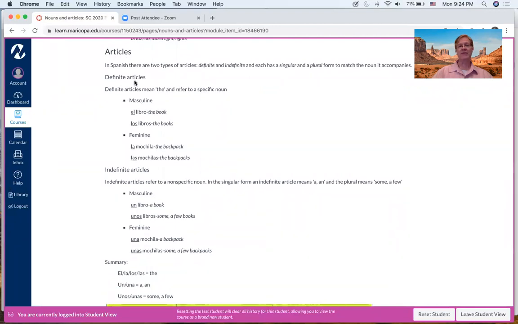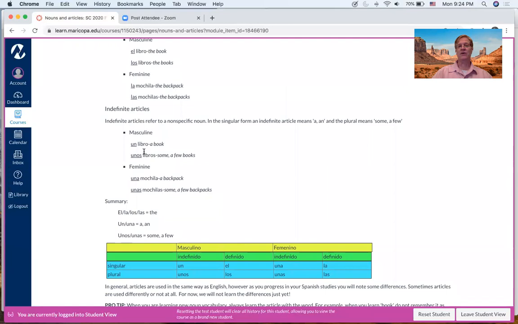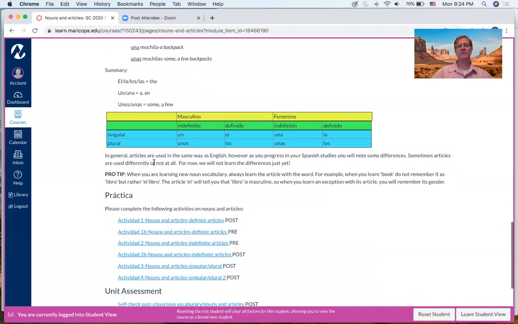Nouns can be masculine or feminine, since we have those two genders in our nouns. And they can also be definite, the, el, la, los, las, and indefinite, a or an in the singular, and some in the plural. And again, masculine and feminine. So here's a chart. You have masculine, indefinite and definite, un, unos, el, los, and feminine, una, unas, la, las.